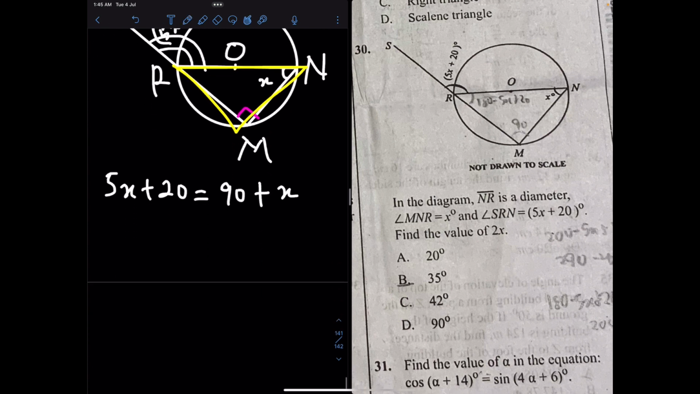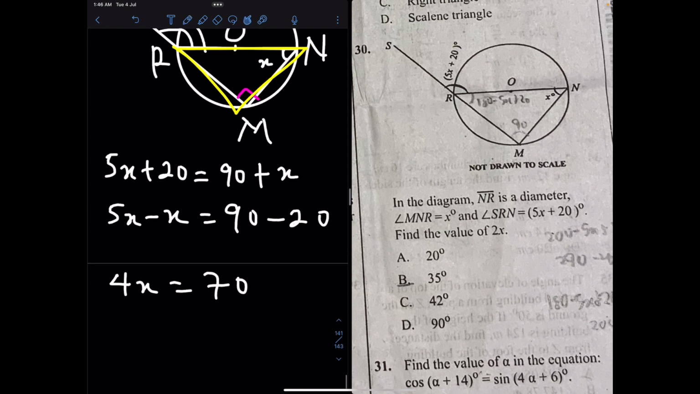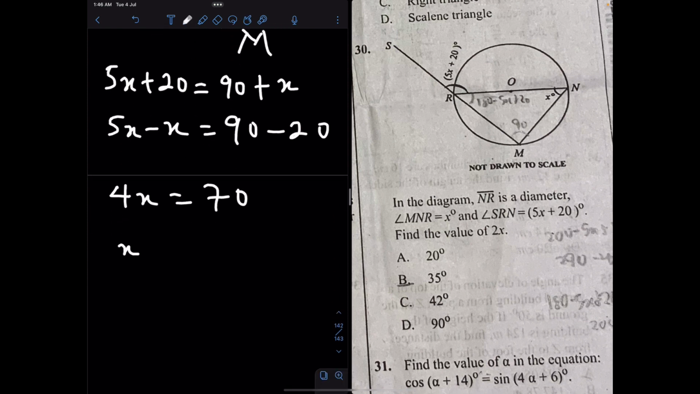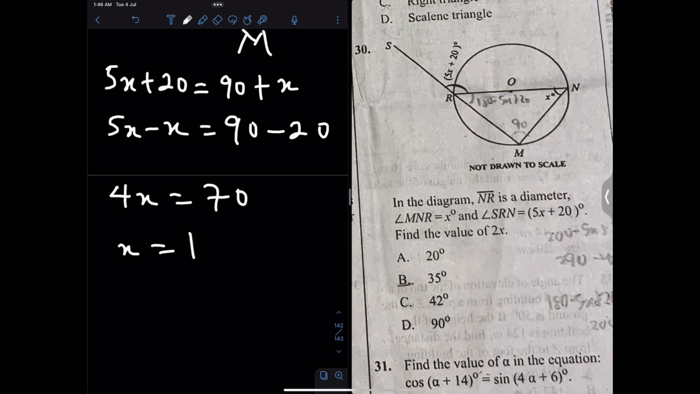That's a rule. There's a theorem that says that the exterior angle of a triangle is equal to the sum of opposite interior angles, and that simply means 5x minus x equals 90 minus 20, which means 4x equals 70, and that means x is 70 divided by 4. X equals 17.5. So 2x is therefore 2 times 17.5, which is 35 degrees. And the correct option is B.